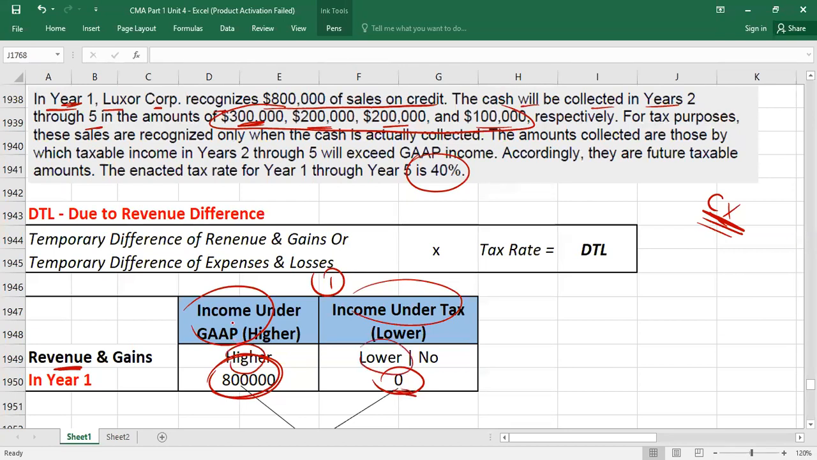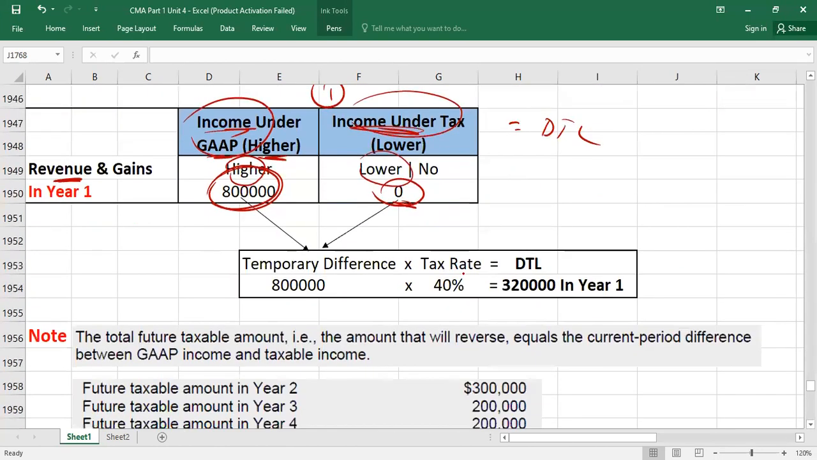What is the result? Income under GAAP is higher than income under tax. Whenever this scenario arises, whenever GAAP income is more, what will arise? Deferred tax liability will arise. Now please focus with me here. How will you get deferred tax liability? Simply I'll take the difference of these two values. What's the difference? 800,000 comes.